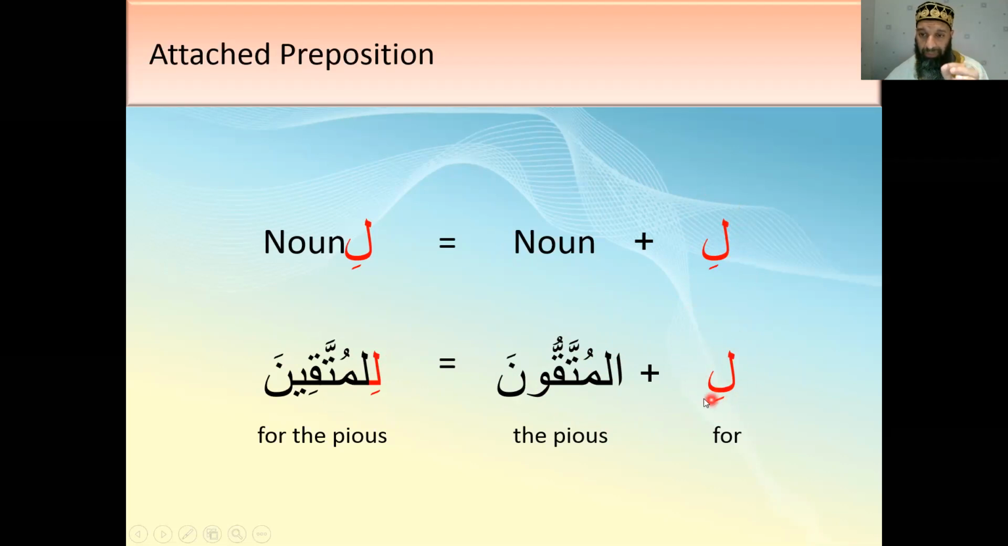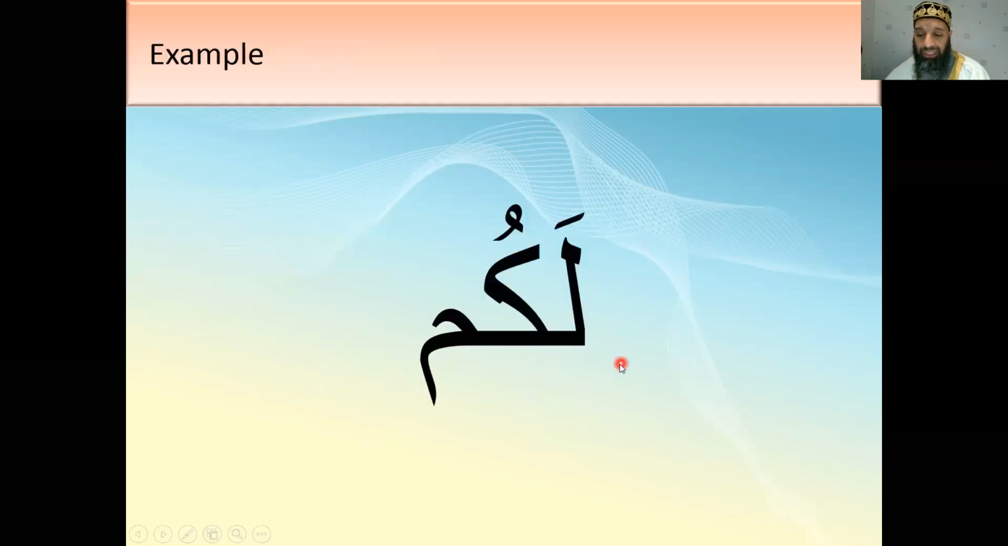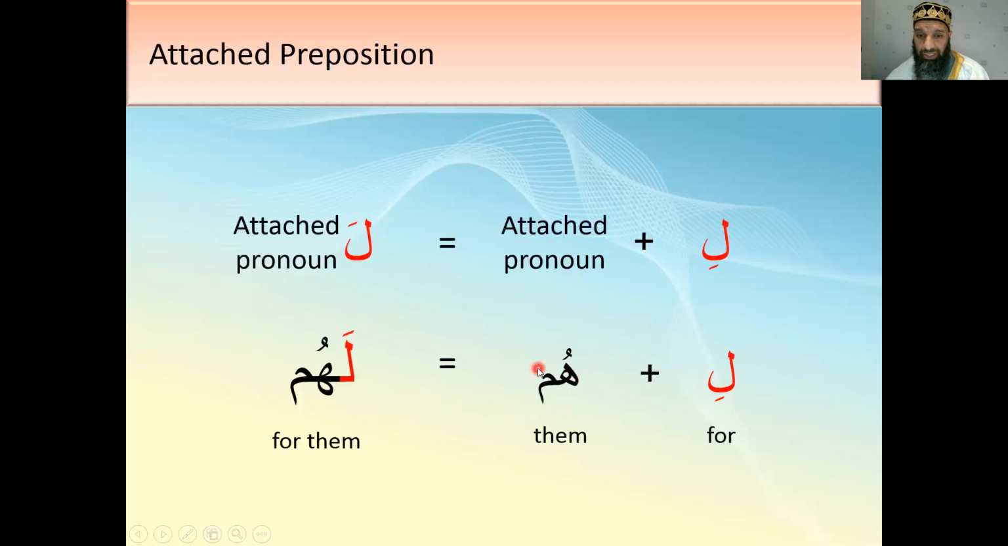So the lam means for. When it attaches onto a noun, it keeps its kasra, li, lil muttaqeen, for the pious, right? When it attaches onto a pronoun, then the lam gets a fatha. It means the same thing, so for them. That's the difference I wanted to explain here. The lam attaching onto the noun has a kasra, means for. When it attaches onto the attached pronoun, it has a fatha.